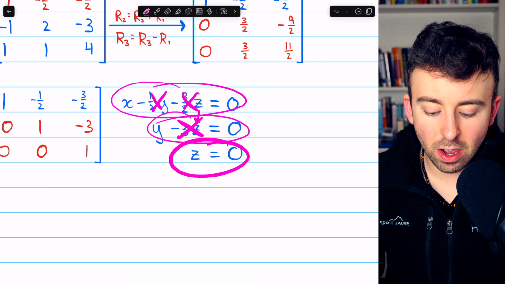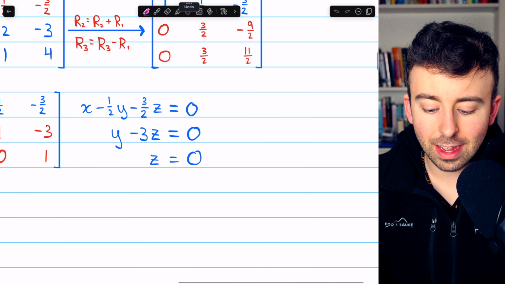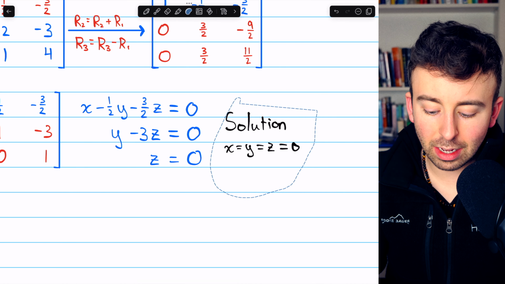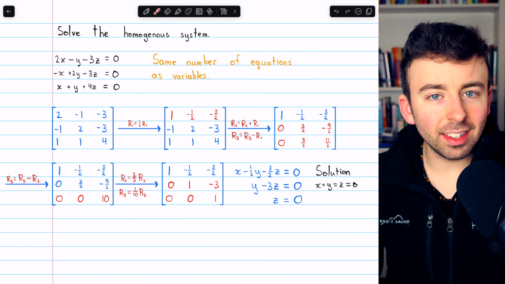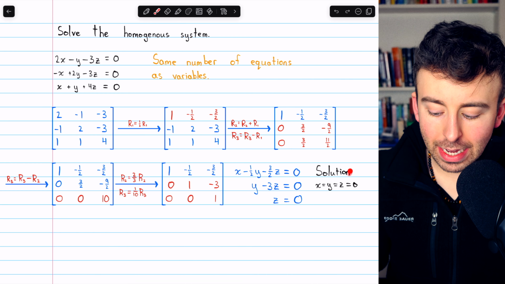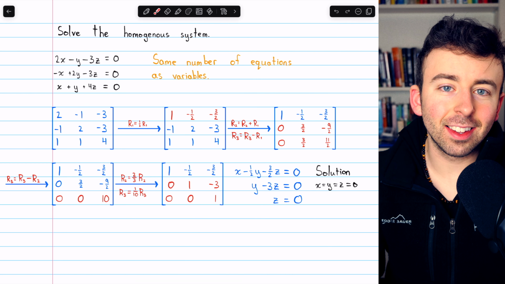So in fact, the only solution to this homogeneous system is the trivial solution: x equals y equals z equals 0. And again, in this example, there's no way we could have immediately known that there was only the trivial solution by just glancing at the system.